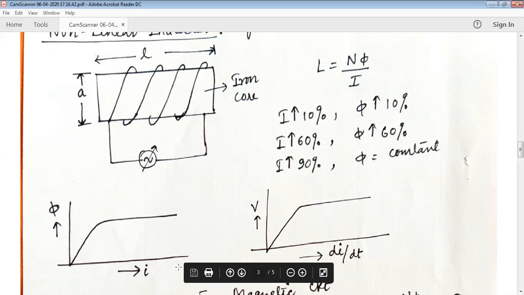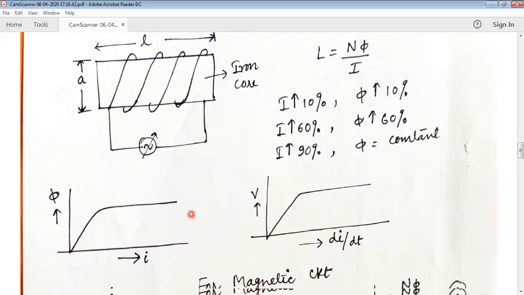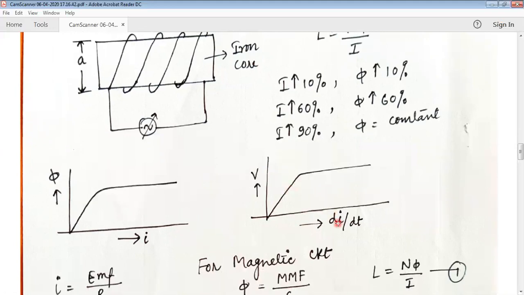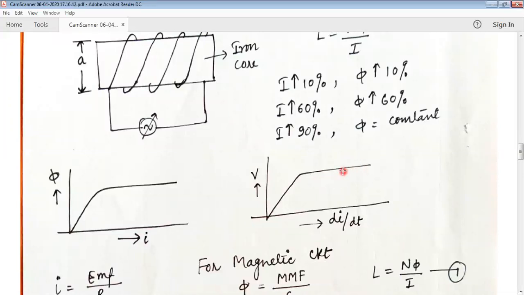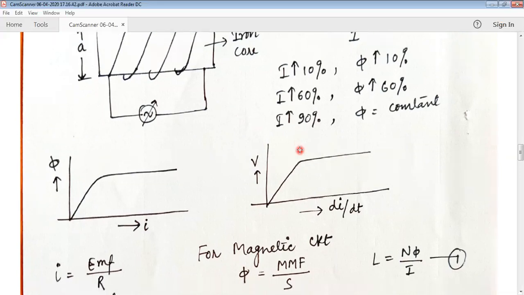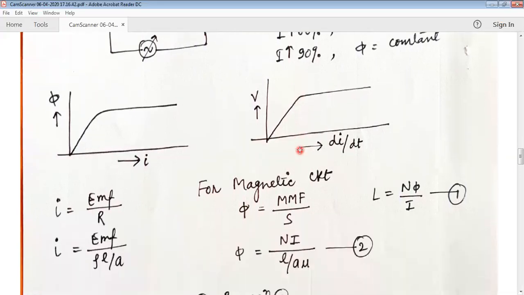So you are increasing the current, but the flux is not increasing. If the flux is not increasing, your inductance value will change. See here, voltage versus di by dt also. Initially L is increasing, and after that L is constant. So your L value, the inductance value, depends on the current magnitude. Clear? So this is called a non-linear inductor.